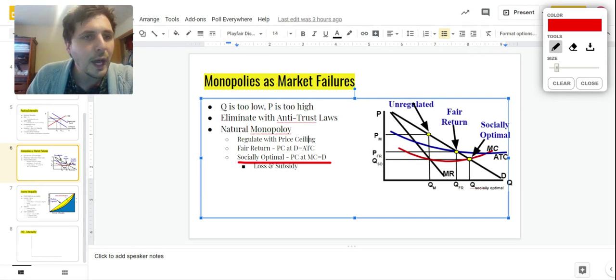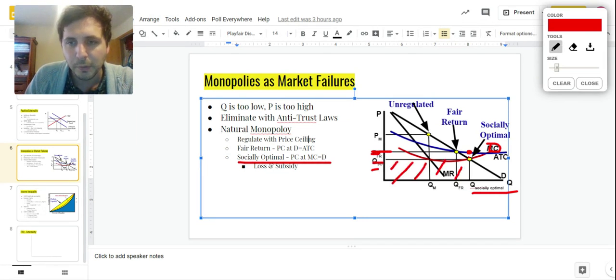Another option is a socially optimal option. That's where I put a price ceiling right here where MC equals demand, or sneaky supply equals demand, because that will give me my socially optimal quantity. Problem is my costs are higher, right? I dash up to costs. My costs are way up here. My price is down here, so my total revenue, this small box, is smaller than my total cost, this big old box. In other words, I have a loss.